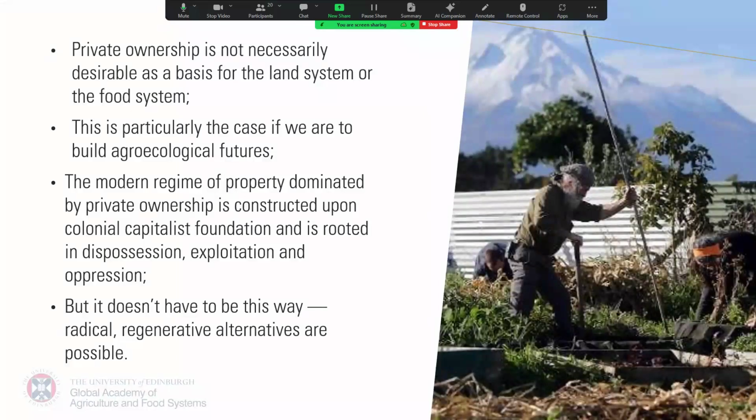So just to conclude briefly, what I hope you might take away from this talk is that private ownership is not necessarily desirable as a basis for the land system or the food system, and that this is particularly the case if we're to build agroecological futures. I'd add to that the modern regime of property dominated by private ownership is constructed upon colonial capitalist foundations and is rooted in dispossession, exploitation, and oppression. But it doesn't have to be this way. Radical, regenerative, emancipatory, liberatory alternatives are possible. Thank you.